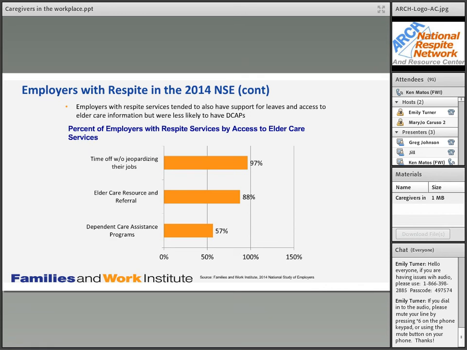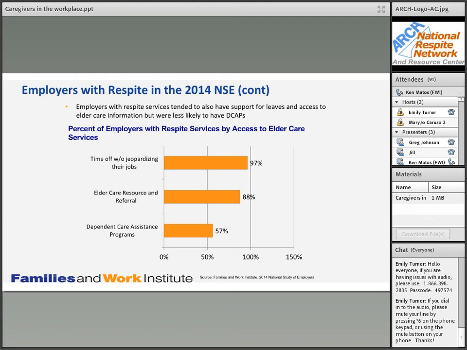We also looked at the relationship between employers who have respite and offer the other types of care that I mentioned earlier. Almost all of them said that they offer time off without jeopardizing jobs, which is good. But again, make sure that when you talk to them, it's not just about jeopardizing jobs, but also jeopardizing, can they pay their rent?